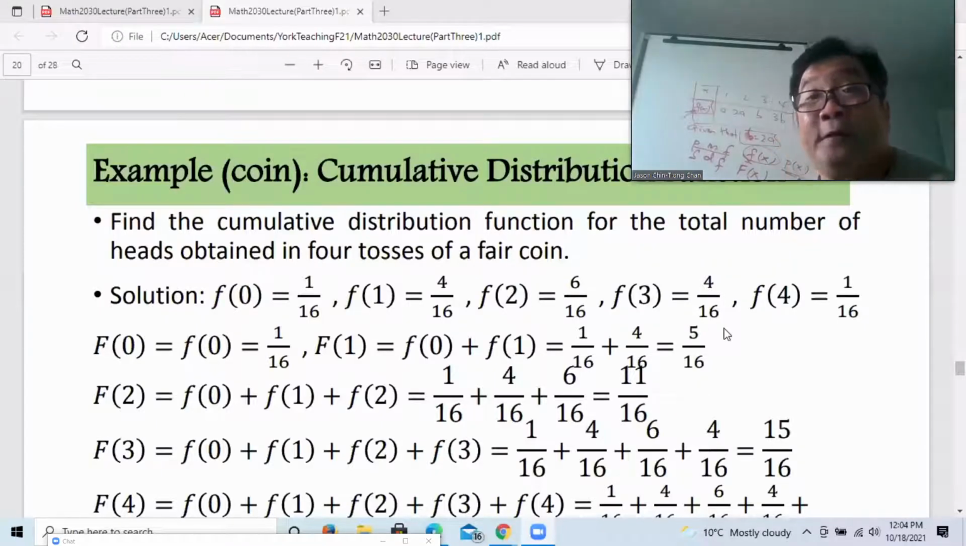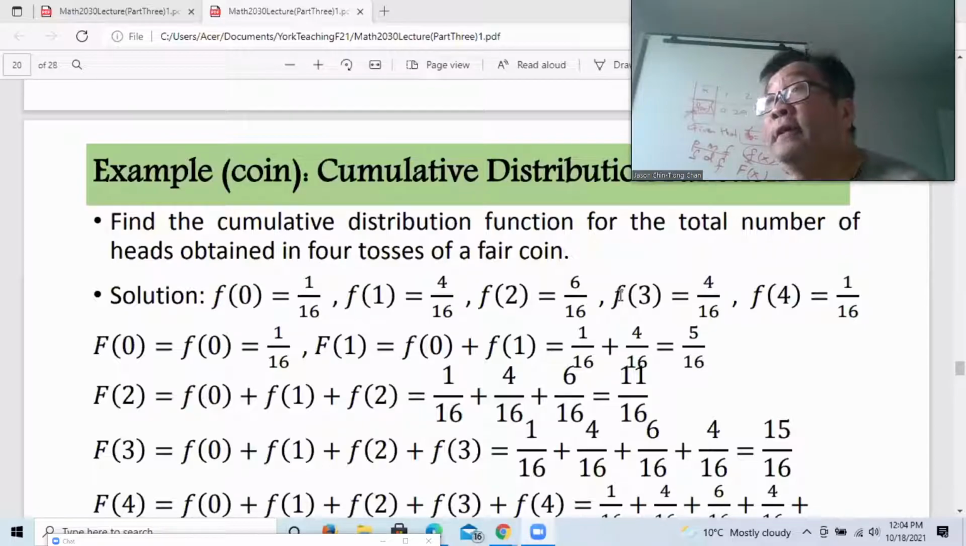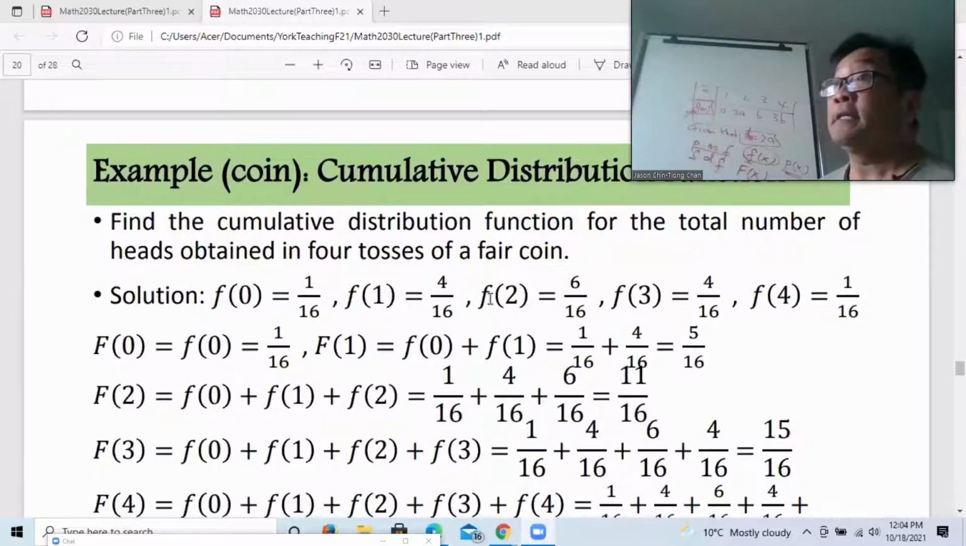Okay, let's check about this PMF. Is this PMF valid or not? How to check if this PMF is valid? Can someone let us know? Yes.